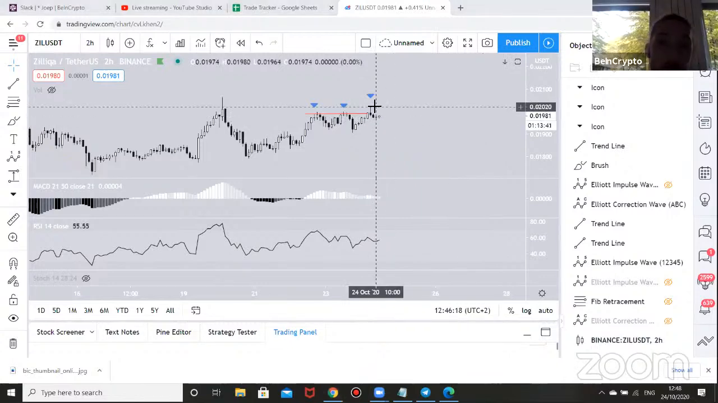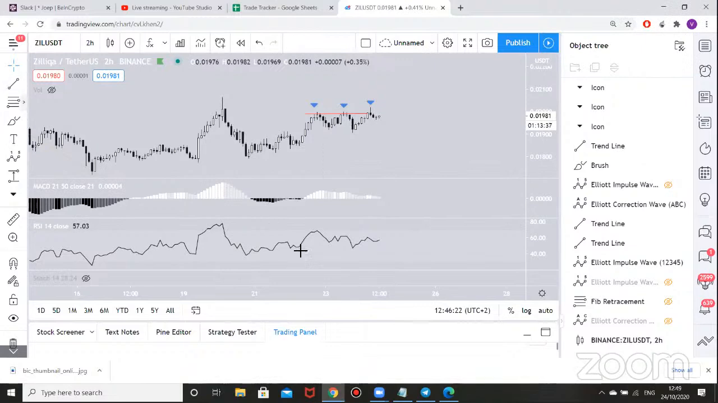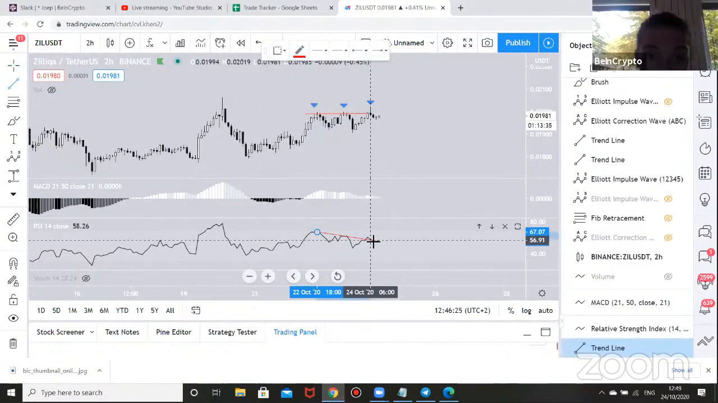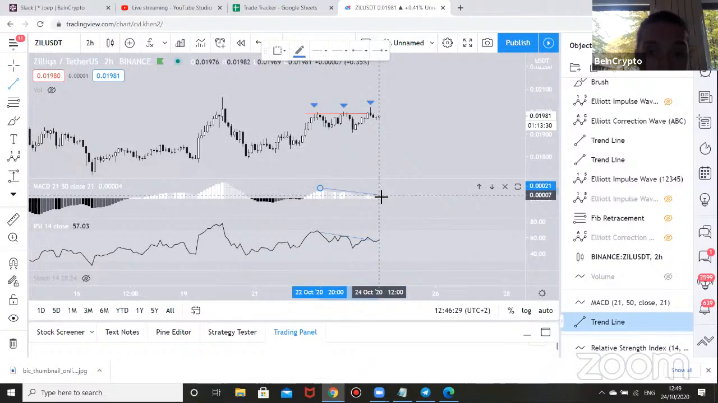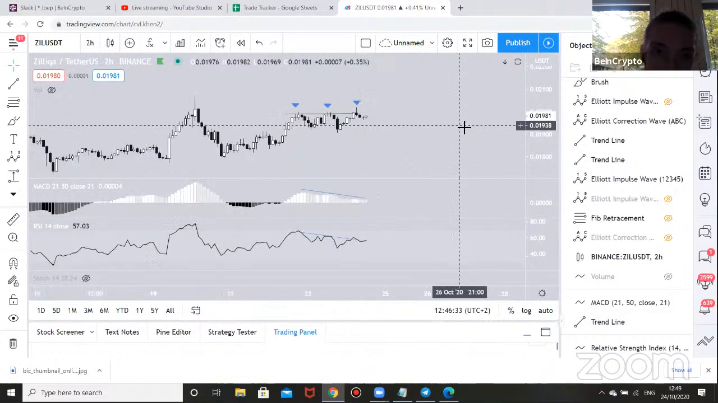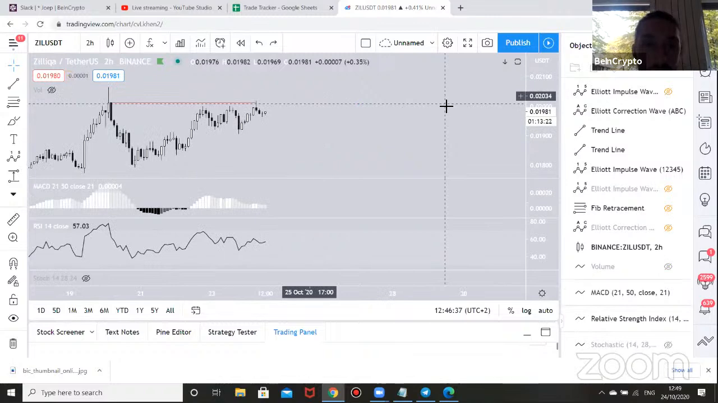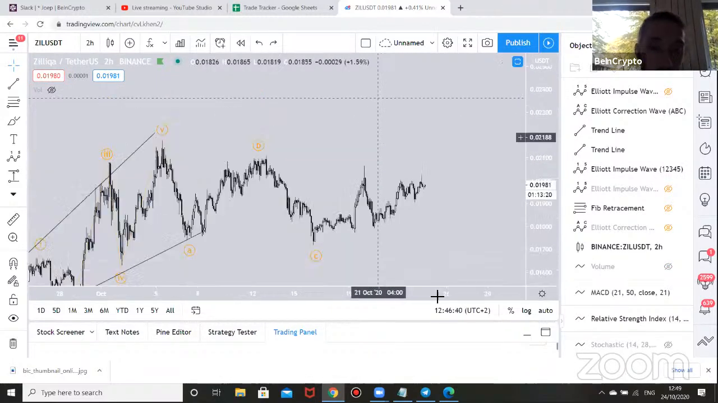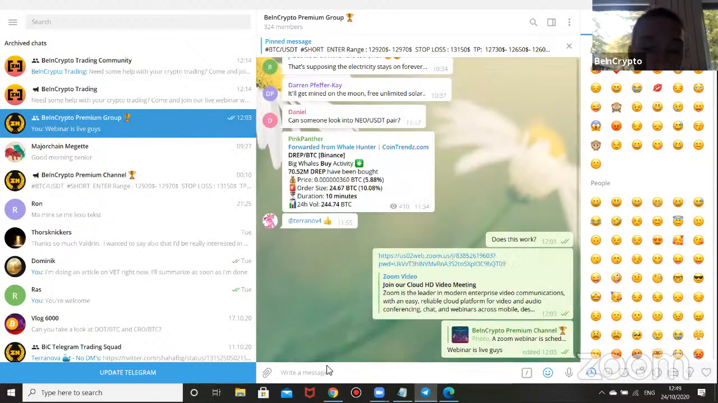So yeah, we have a triple top formation here, which is also combined with bearish divergence in both the RSI and the MACD. So yeah, I'm assuming this will go down. Okay, I'll just remove this so the chart is cleaner. I'll go to the premium group and ask for questions.